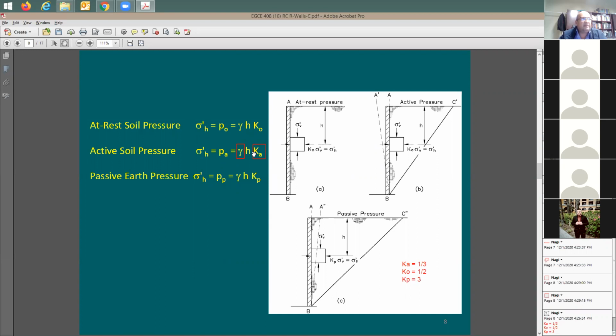So H times gamma times K active is going to get you the soil lateral pressure. When H is small, like equal to zero, the soil pressure is equal to zero. When H goes to the maximum height of the retaining wall, the pressure here is going to be equal to max.